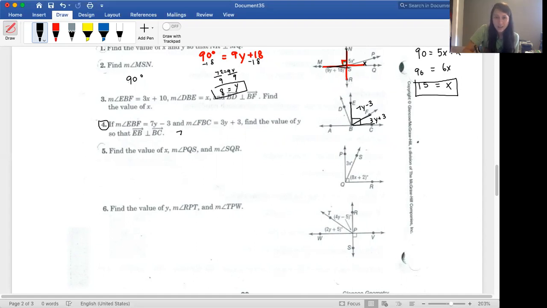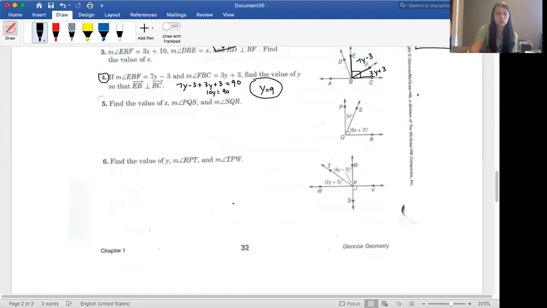So I know that basically they are adjacent and complementary. So 7y minus 3 plus 3y plus 3 equals 90 degrees. Well, negative 3 plus 3 is 0, so that cancels out. Then I have 7y plus 3y, and that's 10y equals 90. Divide by 10 on both sides, y equals 9.